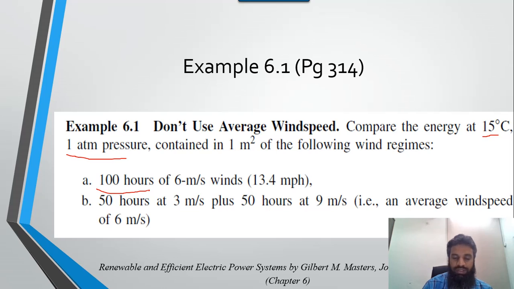One is we have 100 hours and the speed of the wind is constant, that is 6 meters per second. The second one is we have 50 hours and the speed is 3 meters per second, and for the second 50 hours, the speed is 9 meters per second. So these are the two different cases.